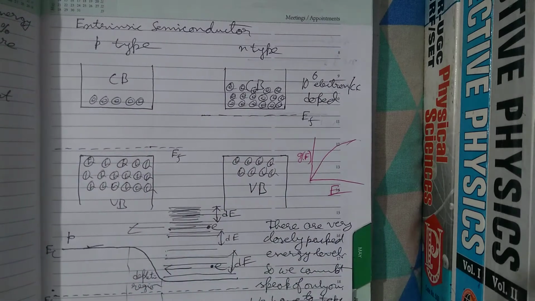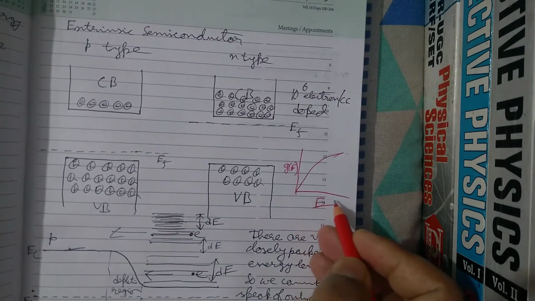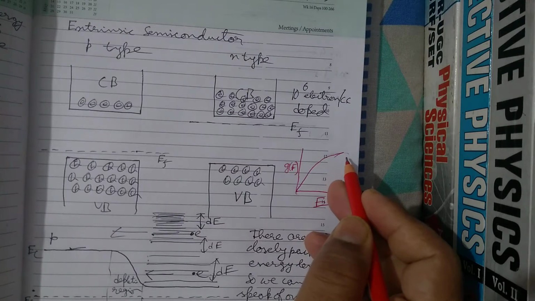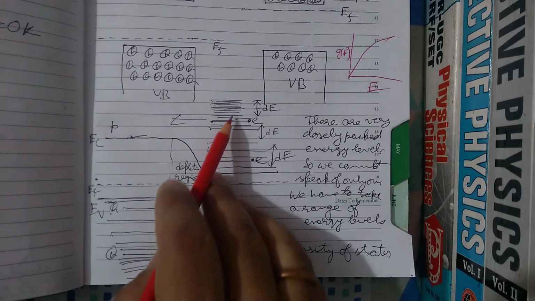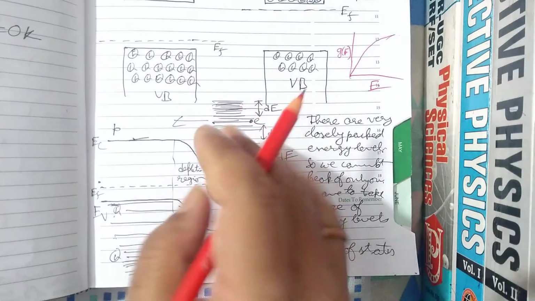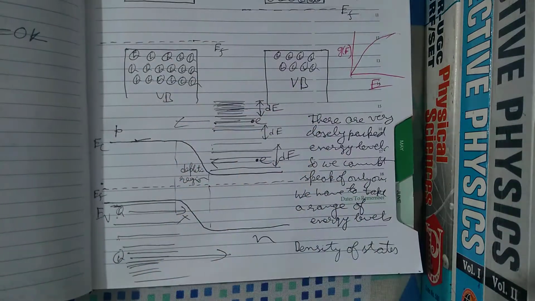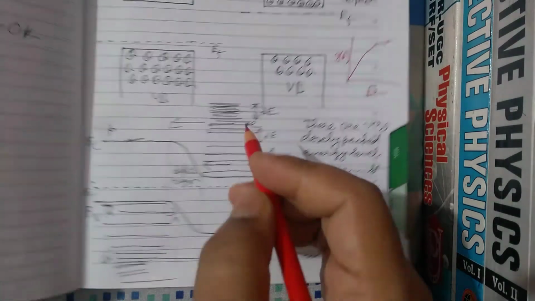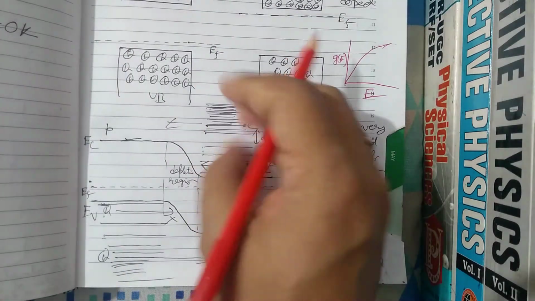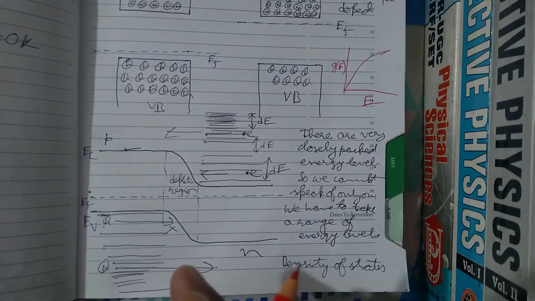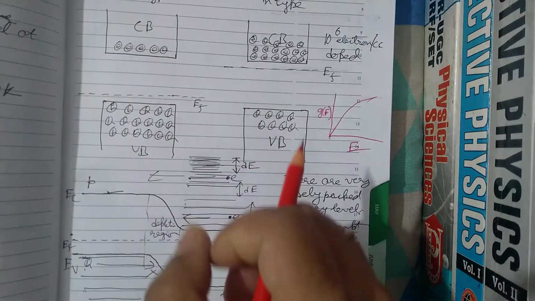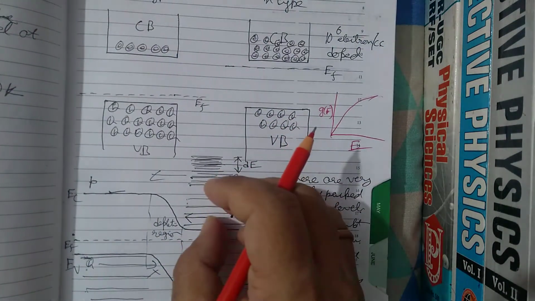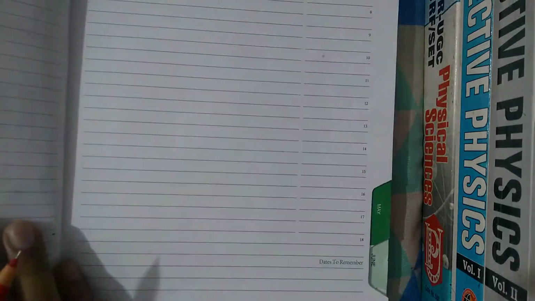So this depends on the density of states. As the energy increases, the density of states increases. So at higher energy, the energy states are more densely spaced. That is what I want to say. I hope you understand this. At higher energy states, the energy states are more densely spaced, and at lower energy states the density is less.